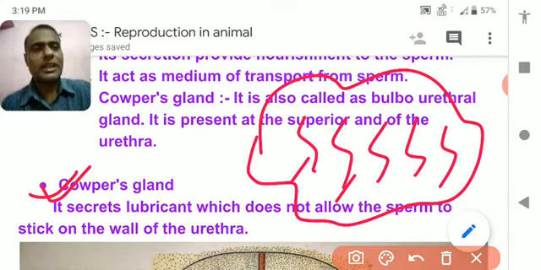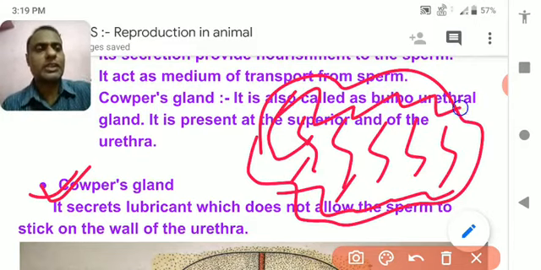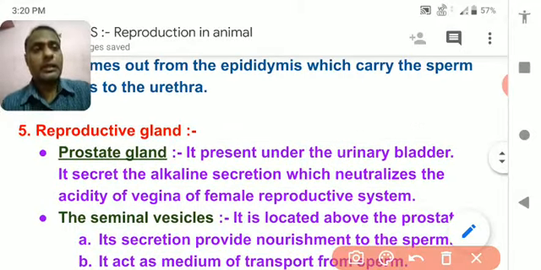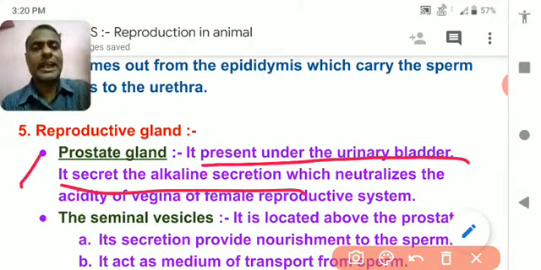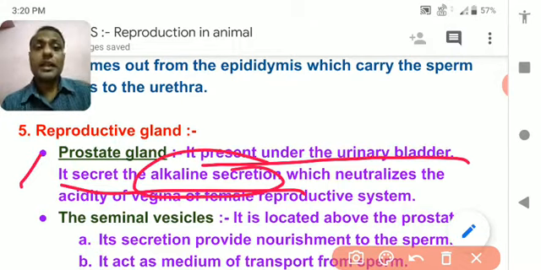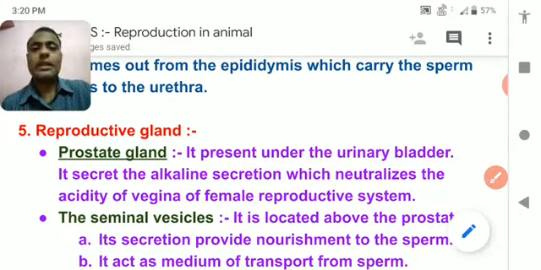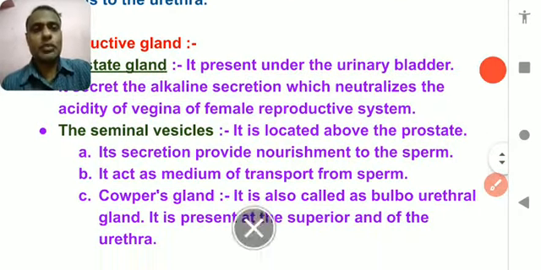Suppose these are the sperms and these are the chemical substances, the secretions secreted from three different glands, that is the prostate gland, seminal vesicles, and Cowper's glands. The secretion of the prostate gland is alkaline in nature, and this alkaline substance neutralizes the acidity of the vagina of the female reproductive system and thereby protects the sperm from dying. Understood?